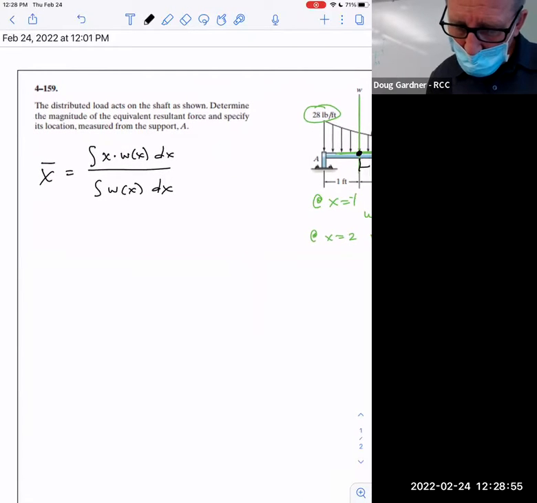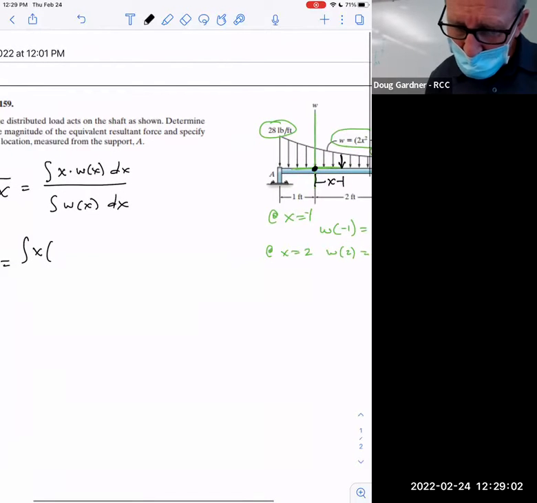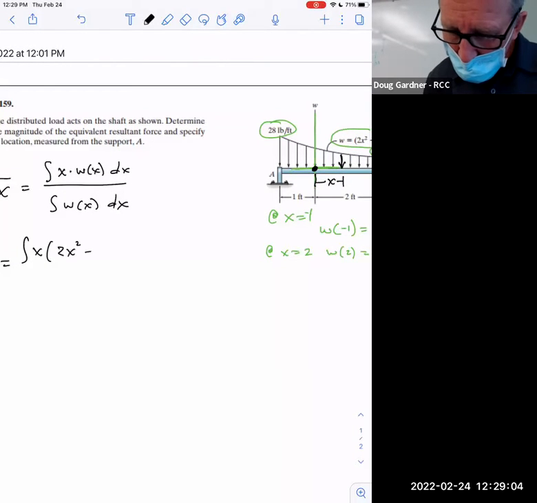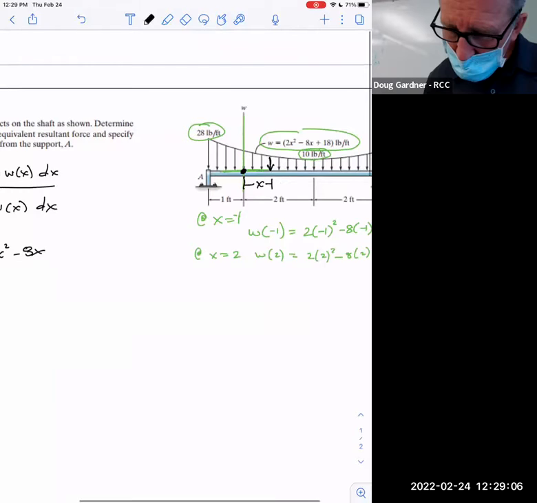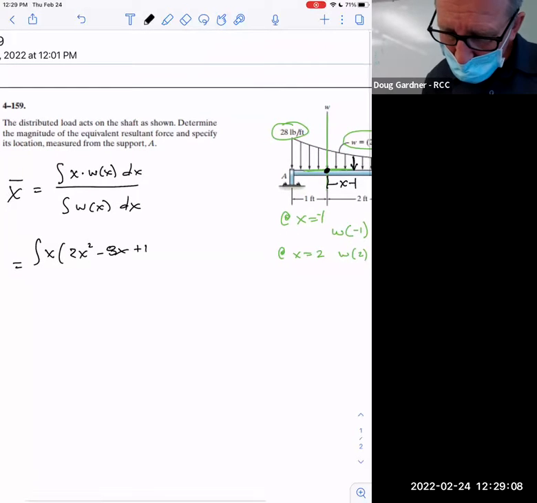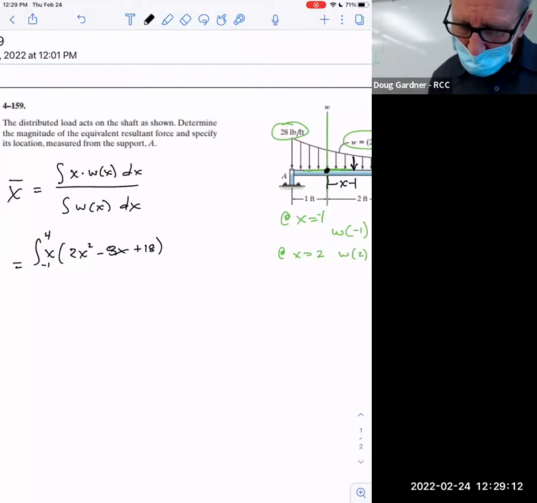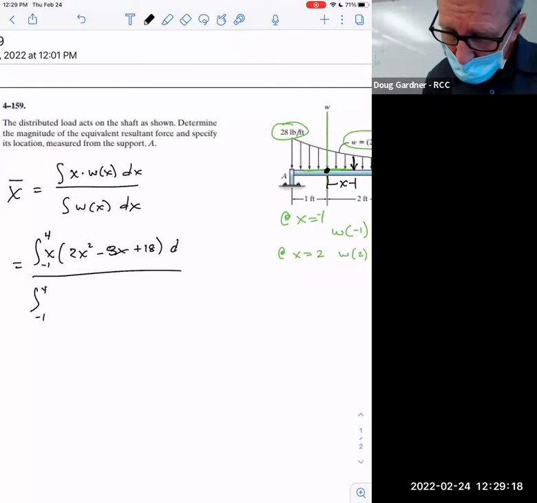So then I say, okay, cool, I can do that. That'd be the integral of x times, well, we have an equation for weight as a function of x. It's 2x squared minus 8x plus 18, and we're evaluating that from 4 to -1. And also from 4 to -1, we have just the weight itself. No x, it's not a moment. So we just have 2x squared minus 8x plus 18.